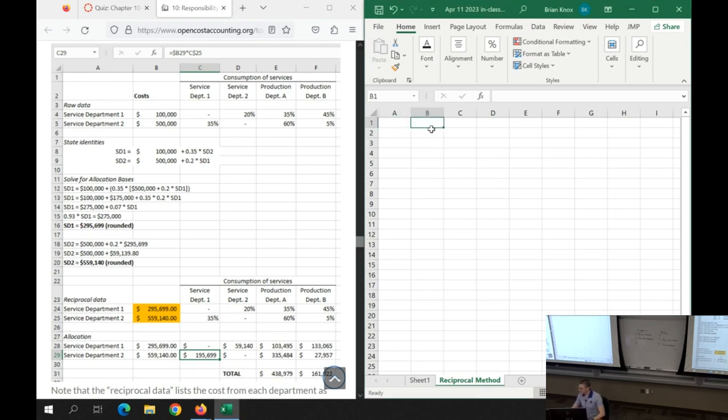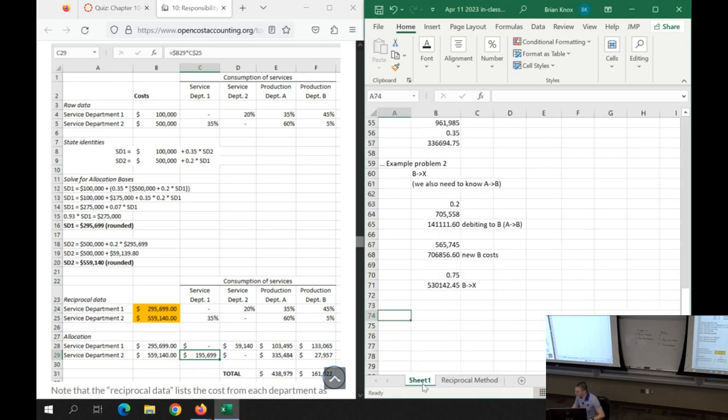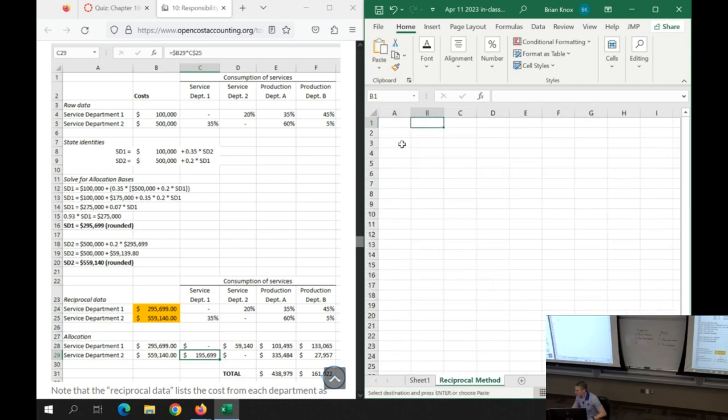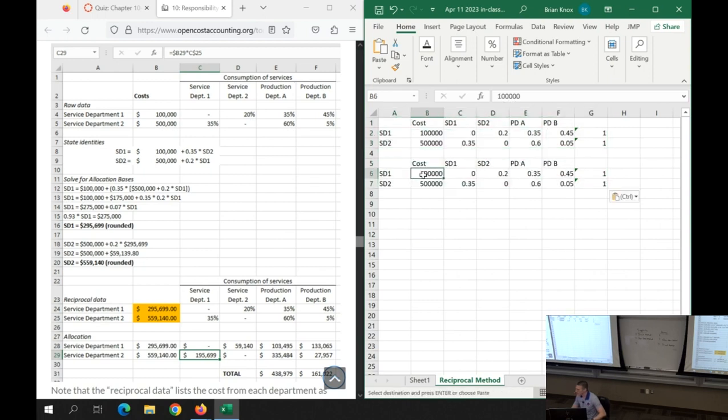Here, we will do that now. Same core fact pattern as before, so we can copy that over. But now we're saying, let's plug in these allocation bases, 295,699 and 559,140, and multiply every single cell by its actual percent. We haven't zeroed out any cells. No percentage has been zeroed out. But we're multiplying by these mathematically determined allocation bases, which should make everything cancel out just right.